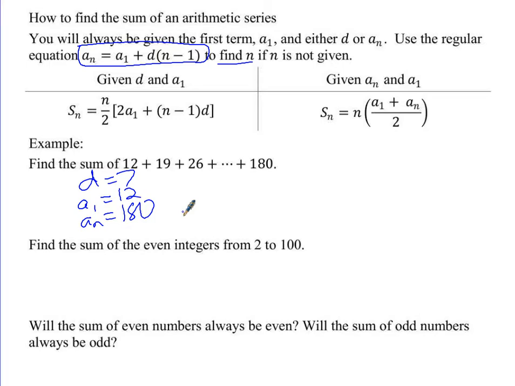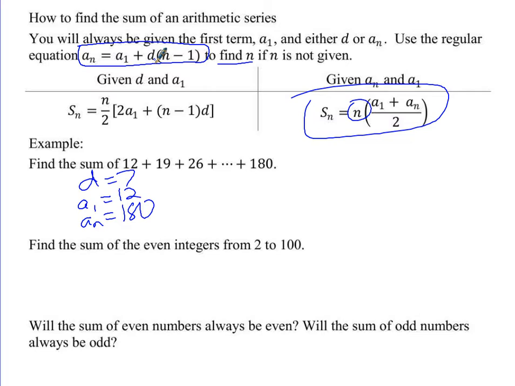We can use either. Most of the time, this is the one that you're going to want to use. You're going to try to get all the information you need to use that one. We already have a sub 1, we already have a sub n. What we don't have is how many terms there are in this series that we're adding together. Okay, so that means we're going to use this equation right here, our usual equation for a sequence, and plug in everything that we know.